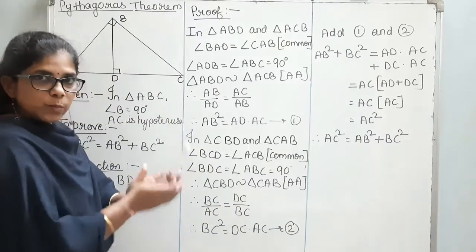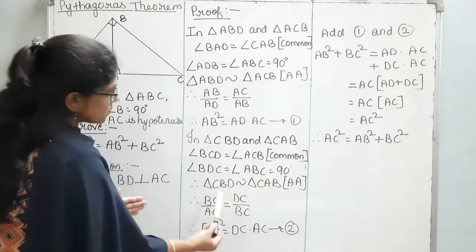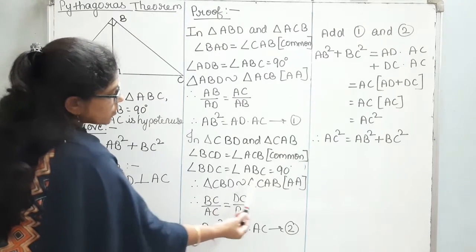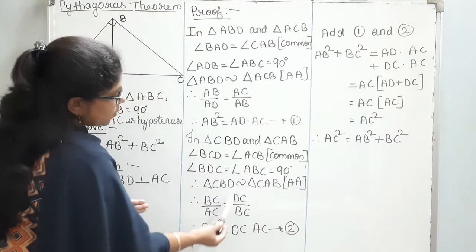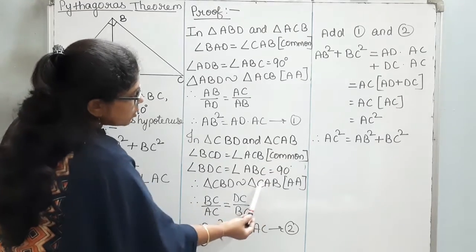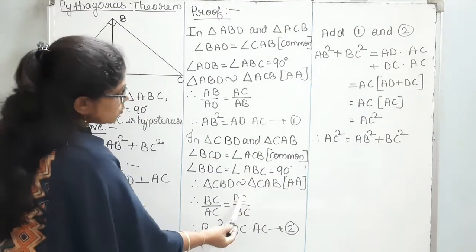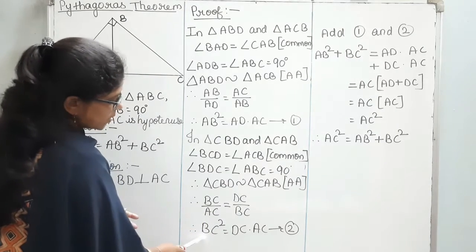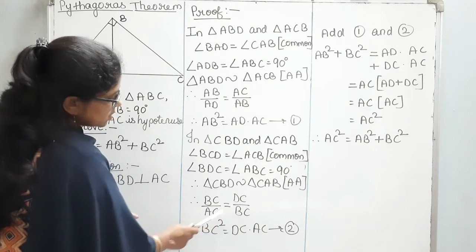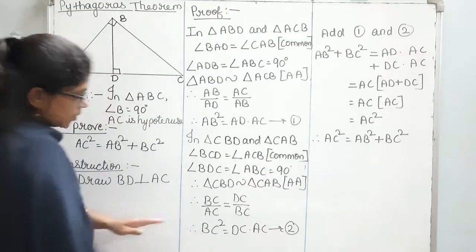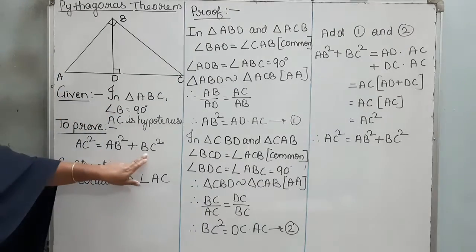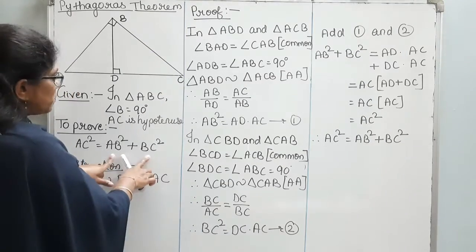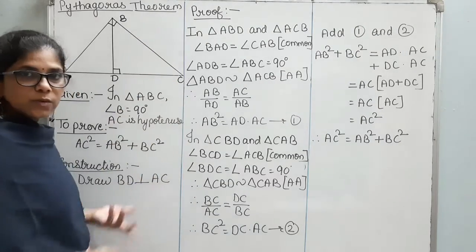Now let us consider proportional sides of these two triangles. BC upon AC is equal to DC upon BC. Again cross multiply. BC square is equal to DC into AC. Now what did we get here? We get this second portion. And what we want? AB square plus BC square. Let us add 1 and 2 and check what we get.